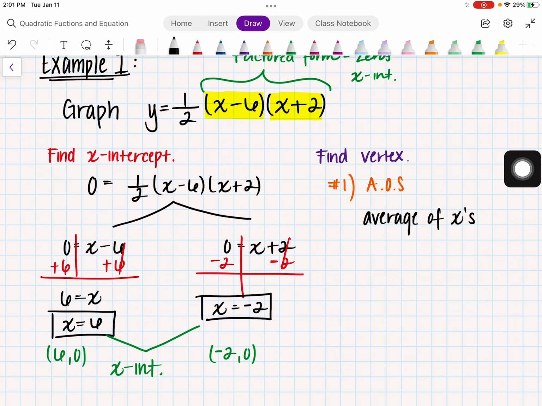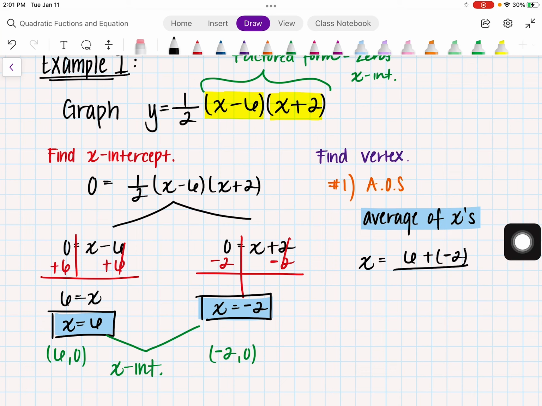And we did see this in the first lesson, 5.1. So if I want to do that, once again, finding the average is adding both of my x-intercepts and dividing by 2. So in this case, that's going to be 6 plus a negative 2. Just put that in parentheses. Divided by 2, because there's 2 terms.